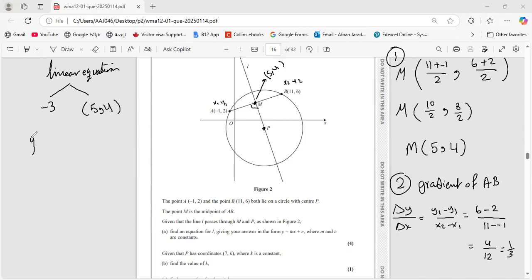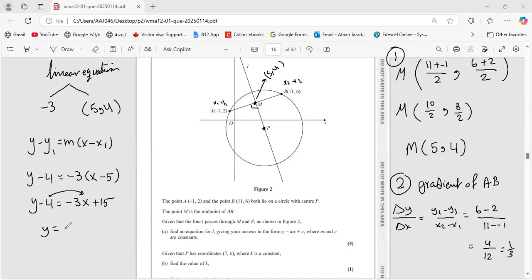Now go to the magical equation, y minus y1 equals m times (x minus x1). Substitute 4 instead of y1, negative 3 instead of m, and 5 instead of x1. It will be y minus 4 equals minus 3 times (x minus 5). Y minus 4 equals negative 3x plus 15. Take 4 to this side.